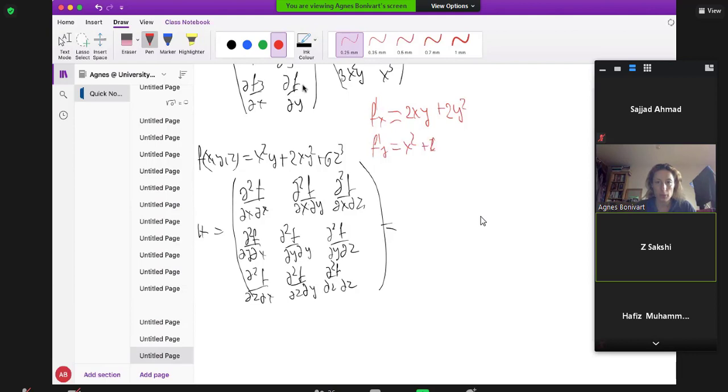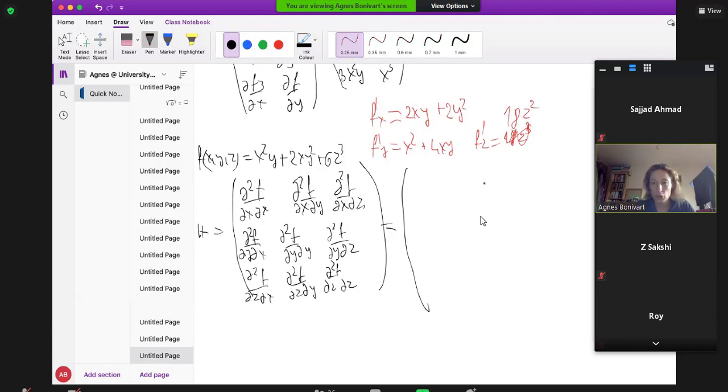Plus 0. Yes, x squared plus 4xy plus 0. And f with respect to z? 18z squared. Yes, 18z squared. Now let's do the second derivatives.